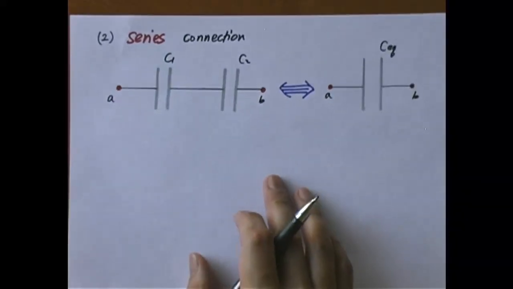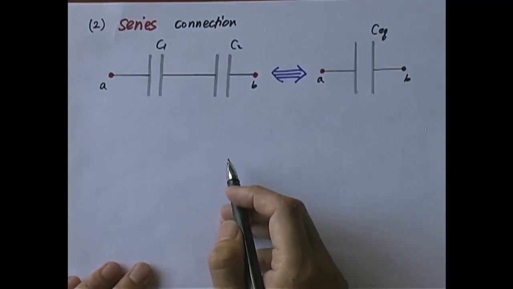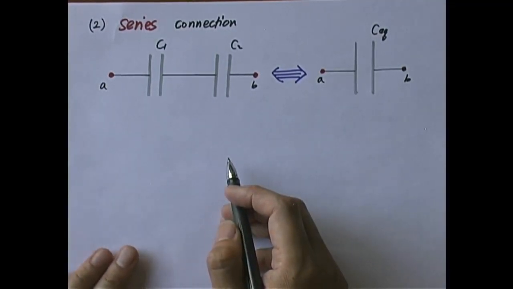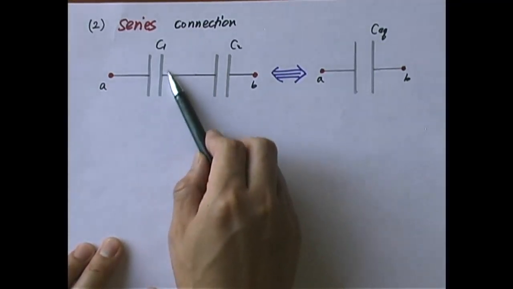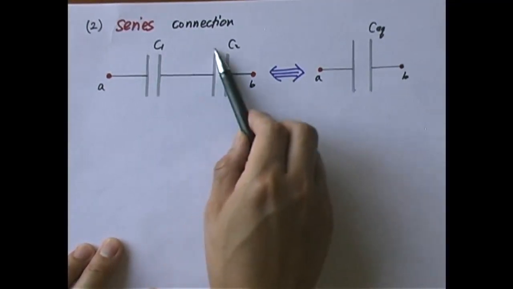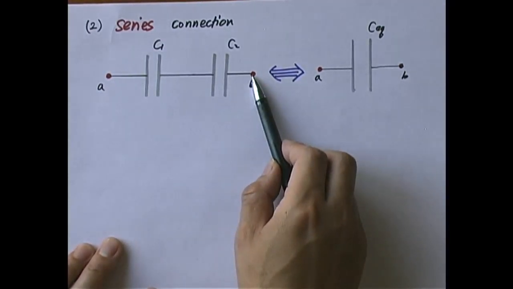Now next, let's add capacitors in series. That is a second common combination. Okay, it's different from connecting them in parallel. You start from point A, you go through the first capacitor, and then without branching out, you go through the second capacitor before reaching point B.